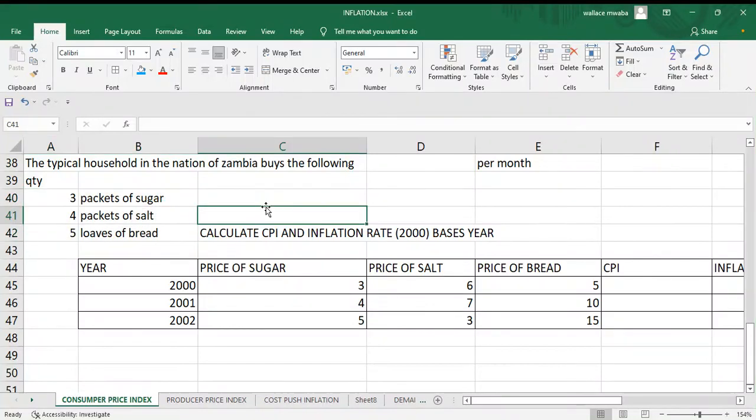Right, so the typical household in the nation of Zambia buys the following per month: 3 packets of sugar, 4 packets of salt, 5 loaves of bread. Now we've been taught to calculate the CPI, or the Consumer Price Index. This is used to measure the cost of typical goods and services bought by households within a nation.